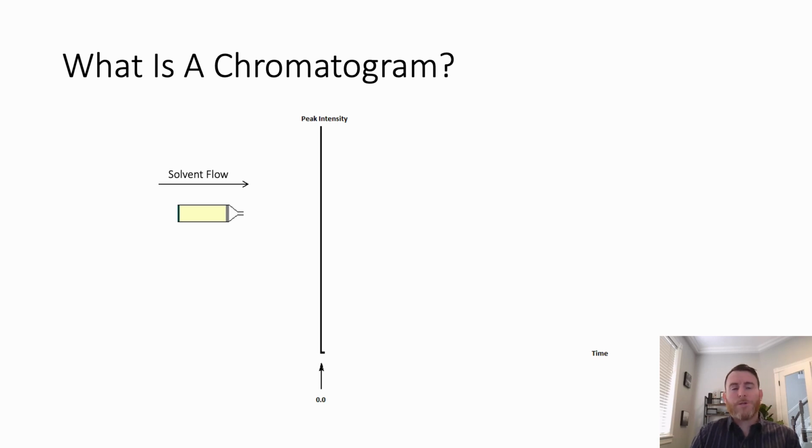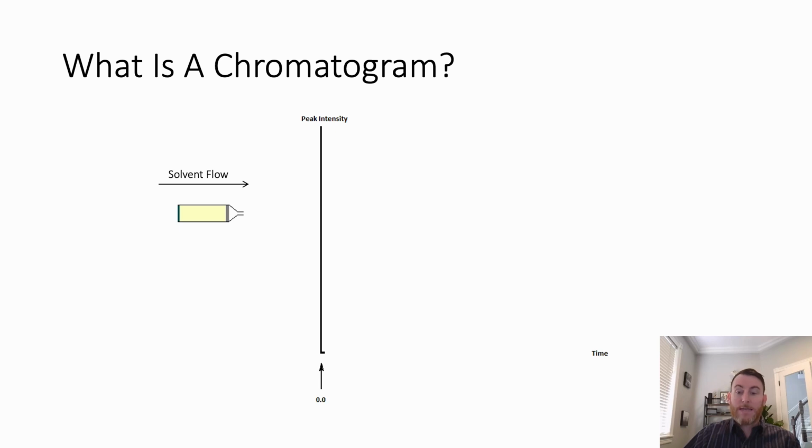Here's another representation of this, and this is where I introduce the term chromatogram. A chromatogram is basically a pictorial representation of what happened in an analytical column over time. And so you have your x-axis here, which is time. You have your y-axis, which we're going to call peak intensity. So basically, how tall does your peak, your chromatographic peak, get?